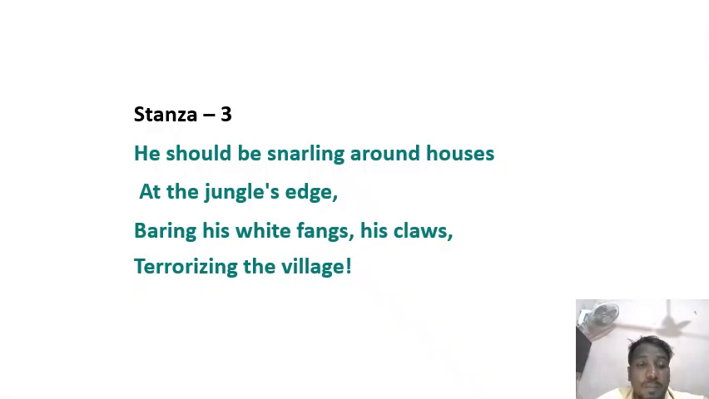And the third line, baring his white fangs, his claws, terrorizing the village. Baring his white fangs, he threatens the people with his white fangs and his claws, which are so sharp and capable of killing or hurting the people. So the people are getting frightened of the tiger, terrorizing the whole village. That's what he does. That is the nature of the tiger. That's what is explained in stanza 3. Now let's move on to the fourth stanza.